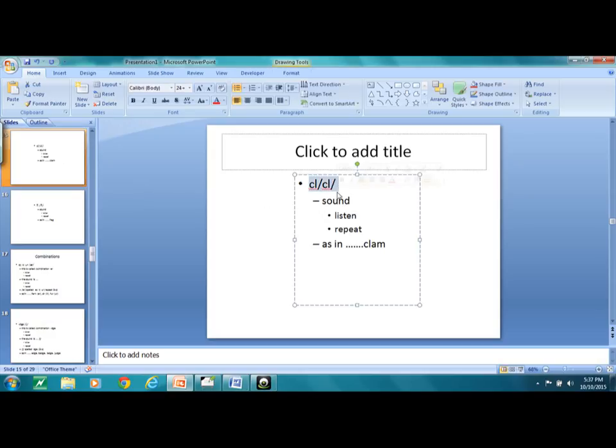CL, cl, clam. CL, cl, clam. We're rolling, we're rolling. Stay with me. FL, fl, flag. FL, fl, flag. FL, fl, flag.